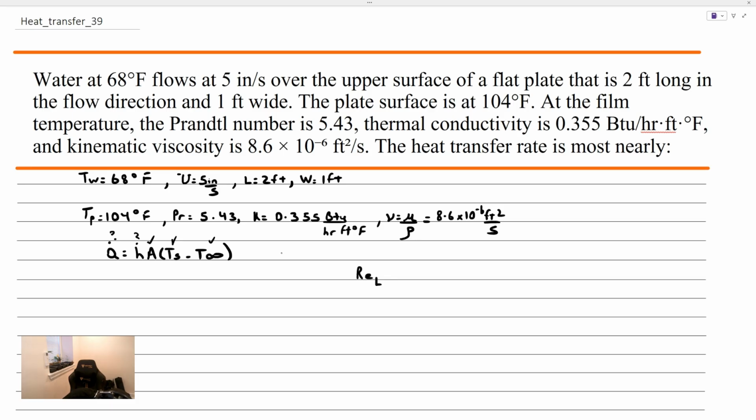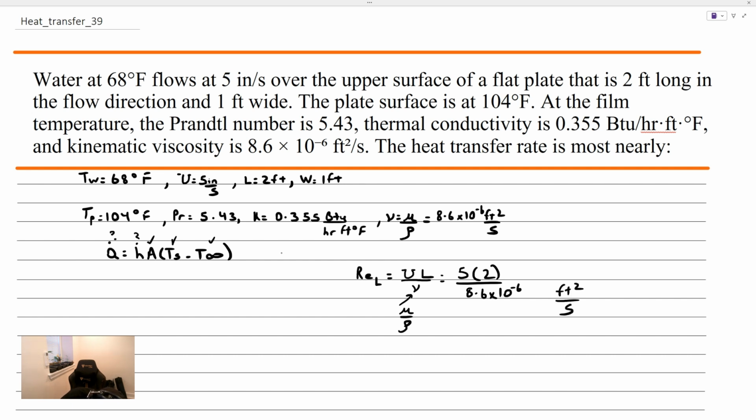The Reynolds number at the end of the plate is equal to the speed that the flow is traveling at, what I called U, multiplied by the length of the plate, that's 2 feet here, divided by the kinematic viscosity. Technically, this term is mu over rho, so that's pretty much what we substituted in over here. The speed is equal to 5 inches per second of the flow. The length of the plate is 2 feet, and the nu value is 8.6 times 10 to the minus 6.